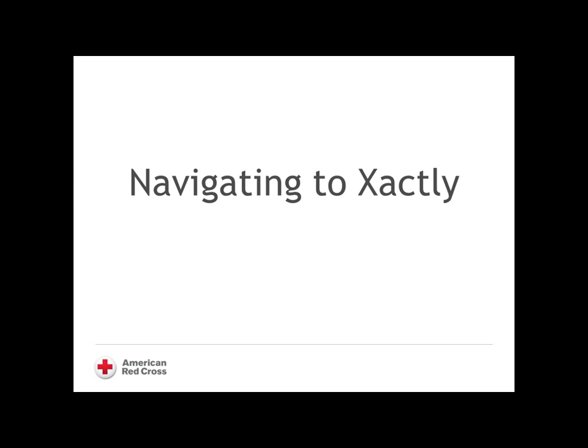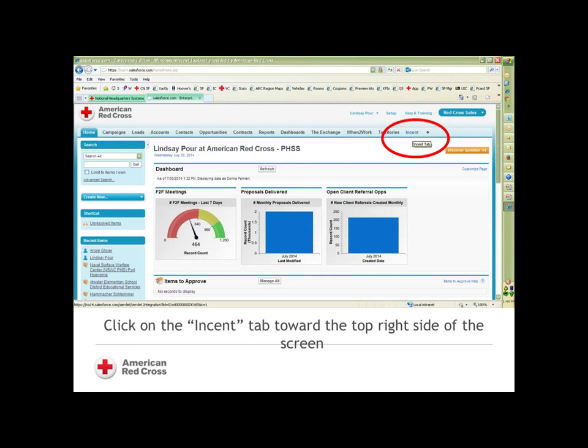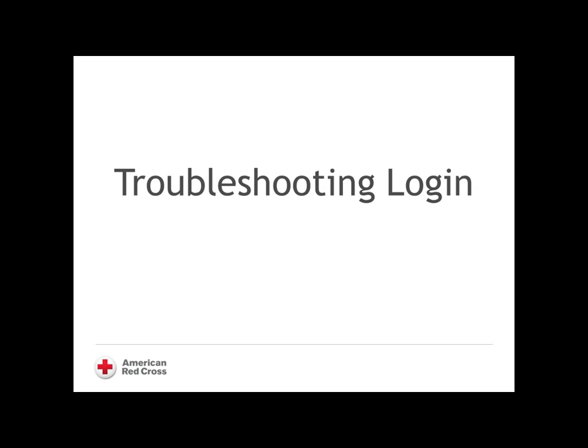So now let's talk about how we will navigate directly into Incent. What you want to do is log on through the way that you typically access Salesforce.com. Once you are in Salesforce.com, you are going to see an Incent tab on your Salesforce dashboard. You can see it's circled here in red. Clicking this tab will then launch you into the application directly.